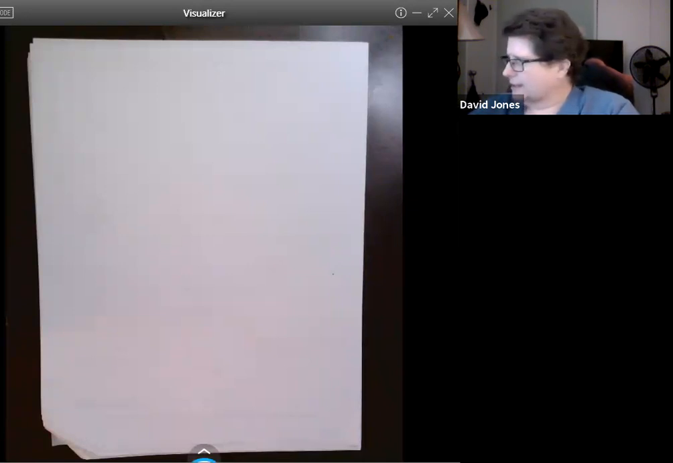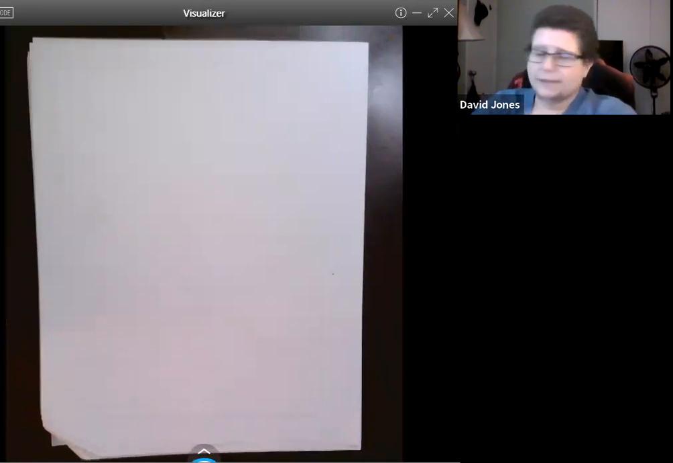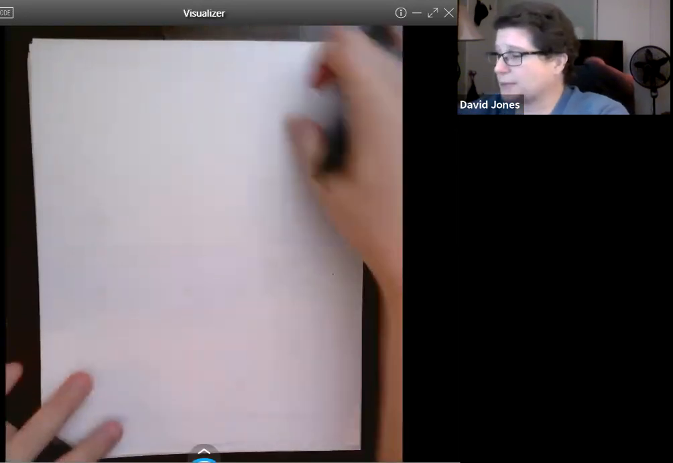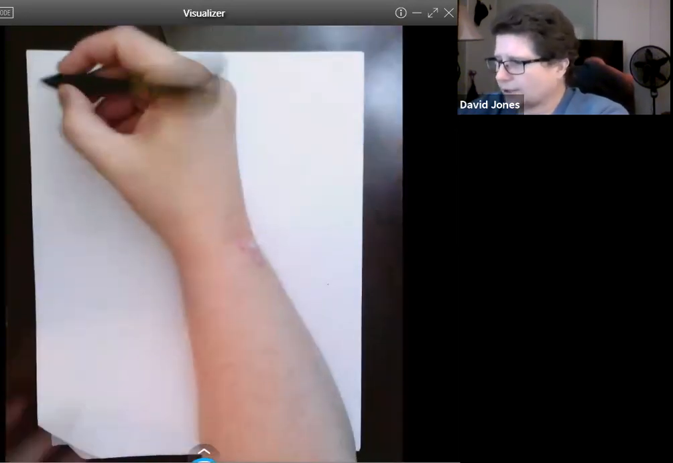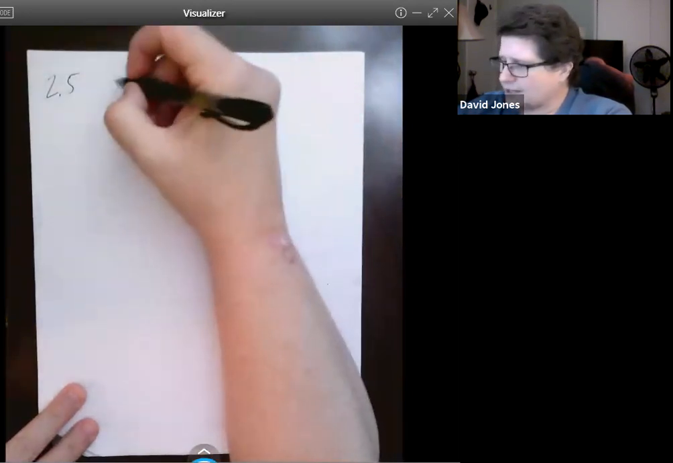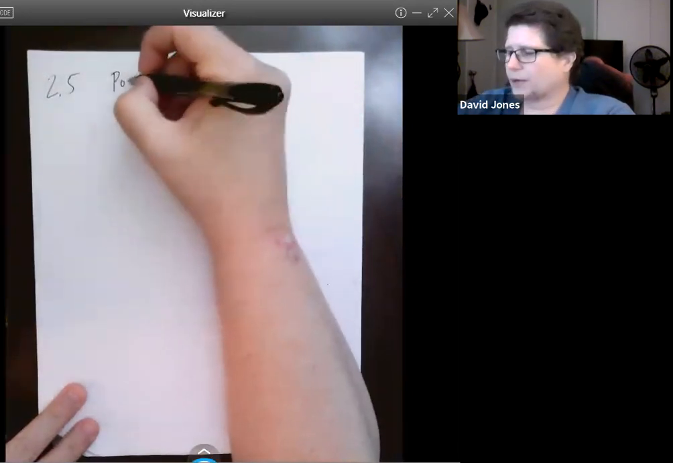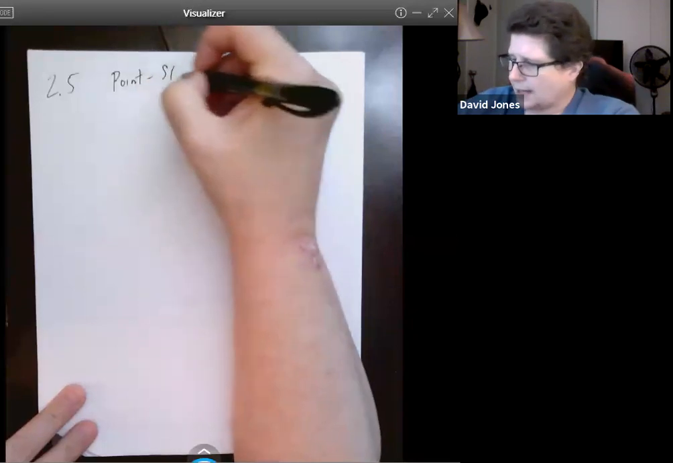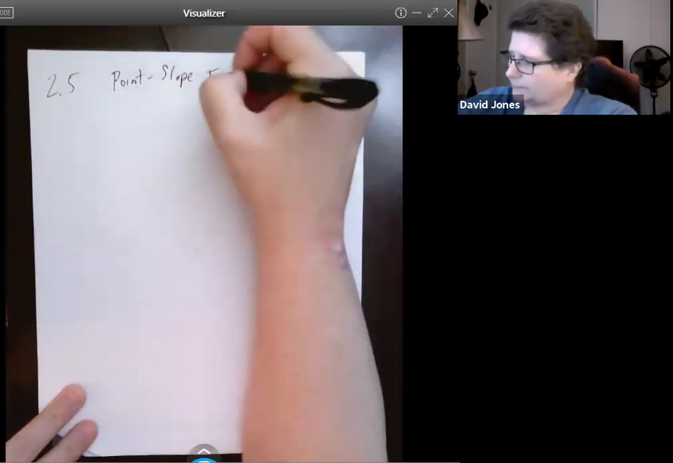In the last section, we looked at slope-intercept form, y equals mx plus b. Today we're going to look at something a little bit different. Let's take a look at the point-slope form of an equation and some graphing.